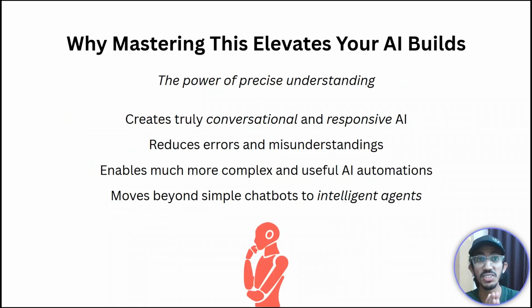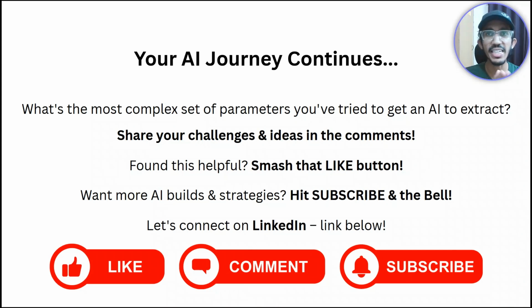So why is mastering parameter extraction so important if you are building AI solutions or automations? It's all about the power of precise understanding. It allows you to create truly conversational and responsive AI that feels like it gets the user. It dramatically reduces errors and misunderstandings that happen when AI tries to act on vague information. It enables much more complex and genuinely useful AI automations because the AI can now work with specific and actionable data points. And fundamentally, it's what moves your builds beyond simple chatbots into the realm of intelligent agents that can perform sophisticated tasks. Understanding and implementing effective parameter extraction is a cornerstone of building powerful AI agents. It's the skill that unlocks so much potential.